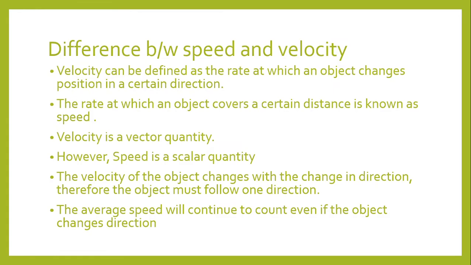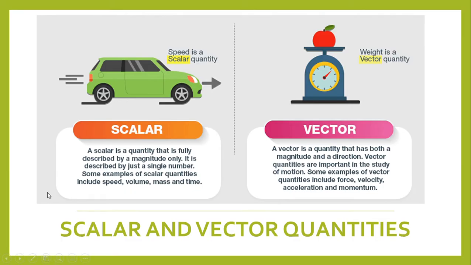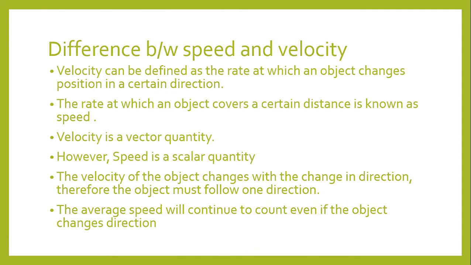Moving forward, the difference between speed and velocity. You must have seen by now that speed is given over here under the scalar terms. However, velocity is given under the vector terms. So the basic difference, from what we can see, is that velocity is a vector quantity. However, speed is a scalar quantity. Now, how exactly is that different, and what is the basic physical difference when we are talking about velocity and speed? So, velocity can be defined as the rate at which an object changes position in a certain direction.